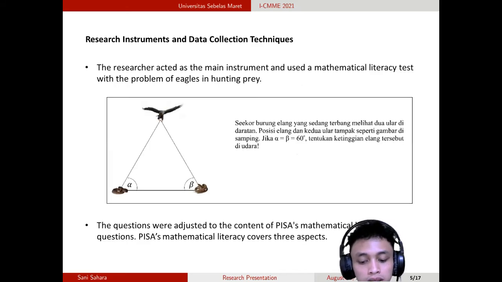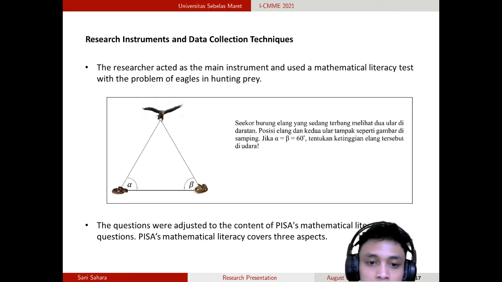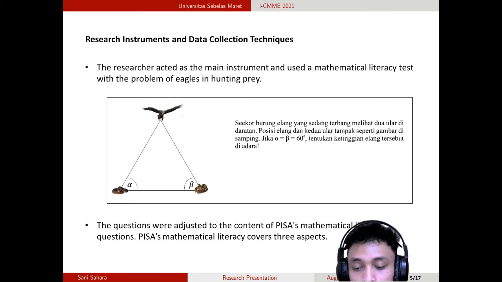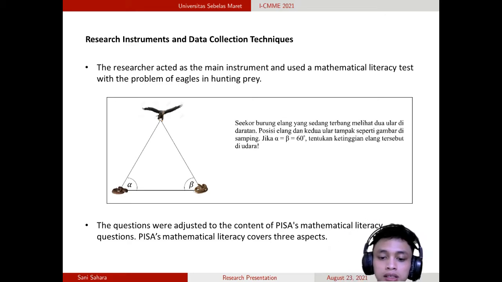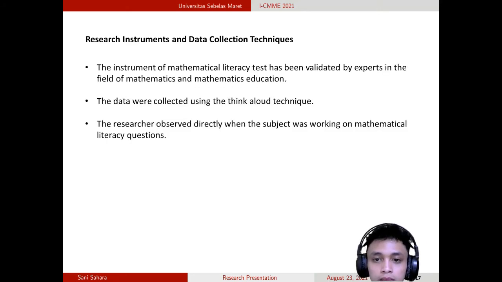Talking about mathematical literacy questions, so this is the research instrument and data collection techniques. The researcher acted as the main instrument and used a mathematical literacy test with the problem of eagle hunting rate, which can be shown in this figure. The questions were adjusted to the content of PISA's mathematical literacy questions. PISA's mathematical literacy covers 3 aspects.